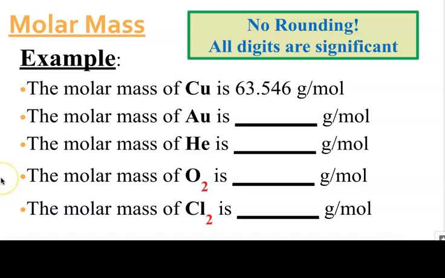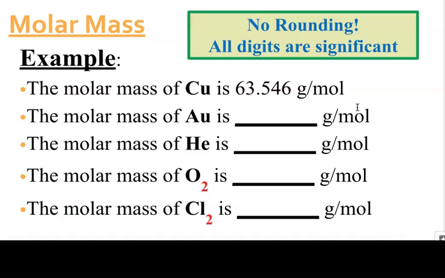Here are some examples, and if you don't have your periodic tables out, get your periodic table out to help you with this. The first one says the molar mass of Cu, which is copper, is 63.546 grams per mole. Where did I get that? Did I have to do any math? Nope, it's just written there on the periodic table. So if you get your periodic table out and you find Cu, it's number 29, you will see underneath it says 63.546. Now, see up here it says no rounding, all digits are significant. That means even on some of them, if there's a lot of numbers afterwards, we're going to write them all.